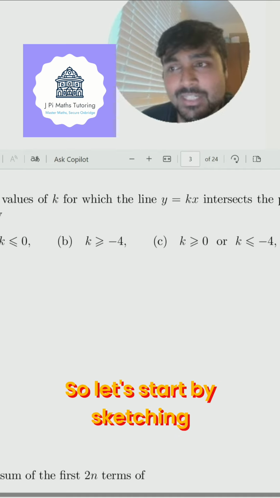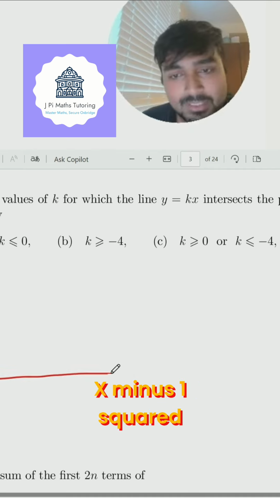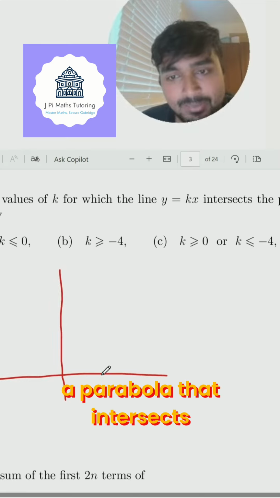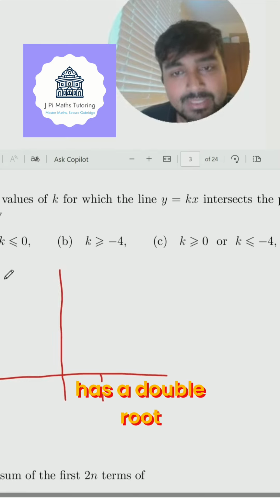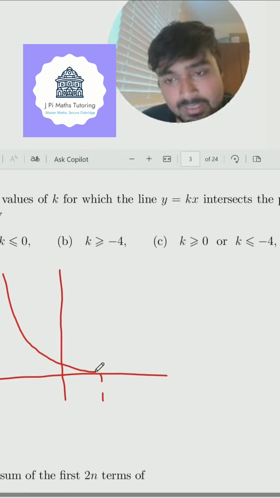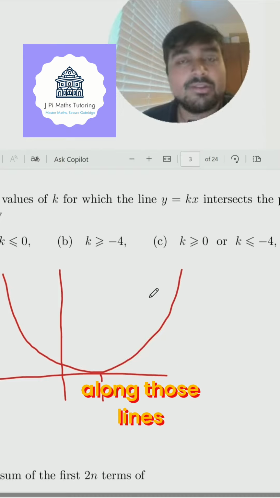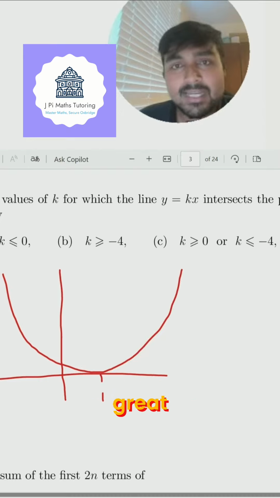So let's start by sketching this graph y equals (x minus 1) squared. This is just a parabola that has a double root at x equals 1. So it looks something along those lines. Okay, great. Now, what am I going to do now?